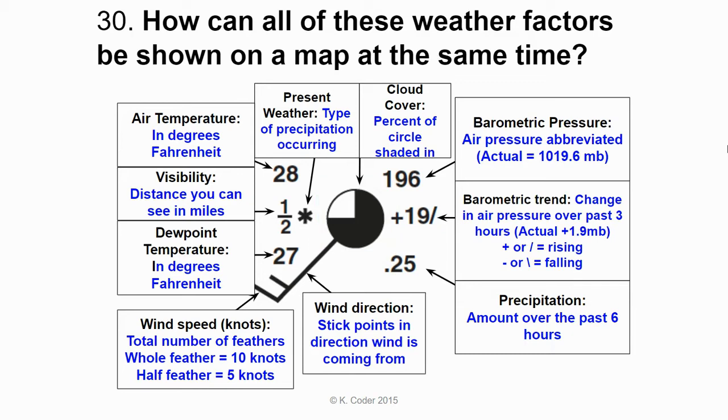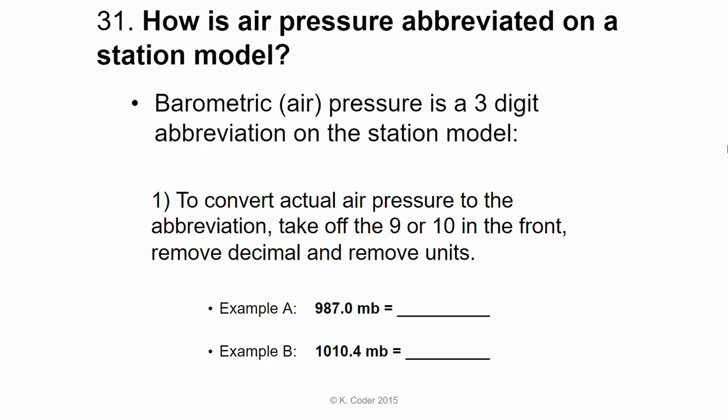And now let's go ahead and take a quick look at how we abbreviate our air pressures to put them on our station models and convert our abbreviated air pressures back into actual air pressures. So the barometric pressure on our station models is represented by a 3-digit abbreviation. Now, to convert the actual air pressure into an abbreviation, we need to follow a few simple steps. First, we need to take off the 9 or the 10 in the front of our actual air pressure. Then finally, we simply remove the decimal and remove all other units.